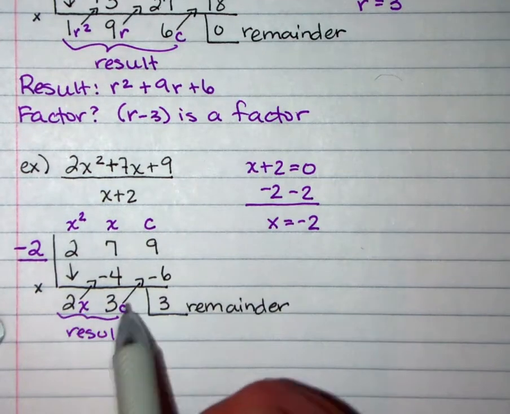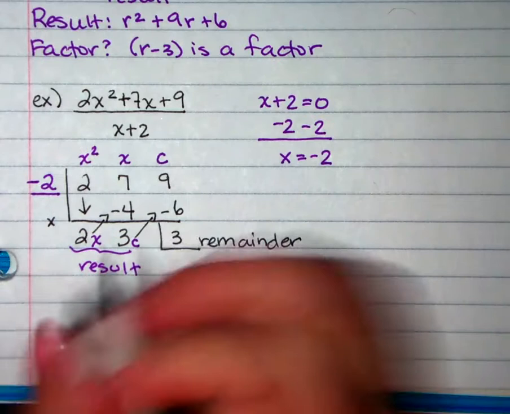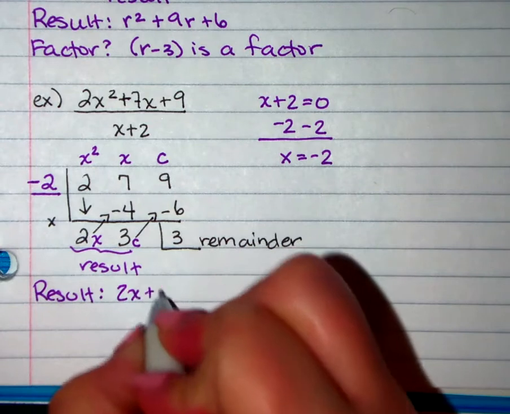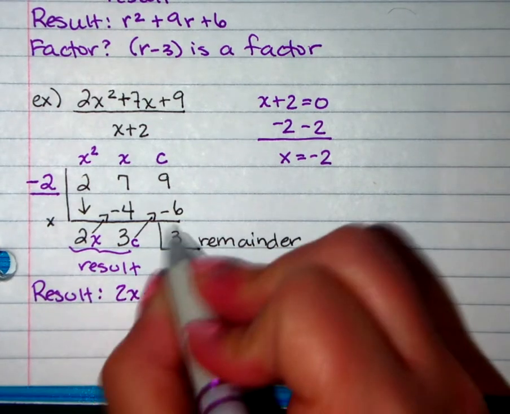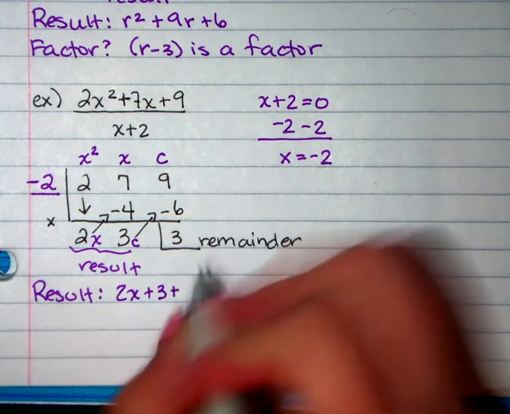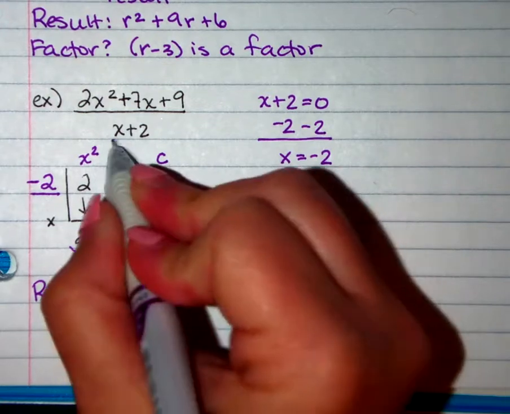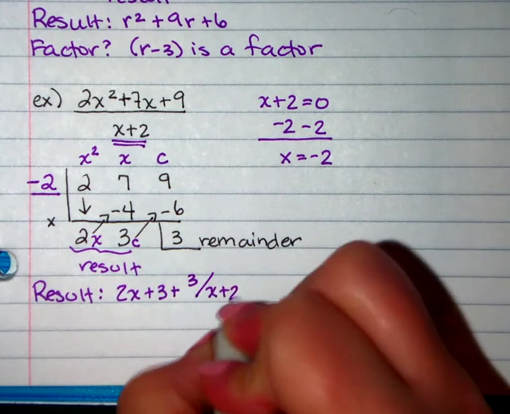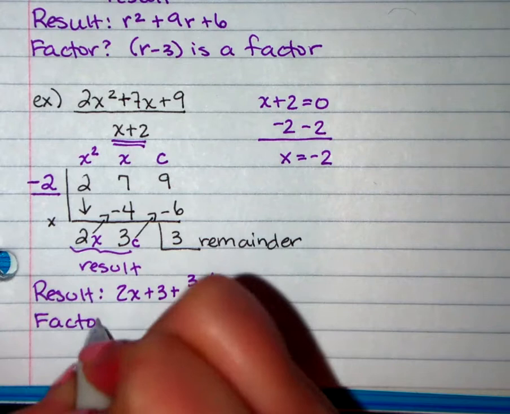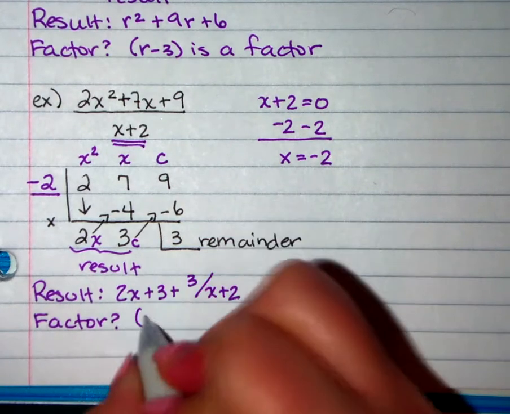So when I write my result, it is just 2x plus 3, but because I have a remainder, I have to also include the fraction just like I do with other mixed numbers. Plus, I also had a 3 that was being divided by this x plus 2. So just like in polynomial long division, when I come up with a nonzero remainder, I not only have my result after division, but I also have a fractional piece that was left over. And again, if I want to answer the question, is this a factor or not, that means that the divisor, which was x plus 2, is not a factor.